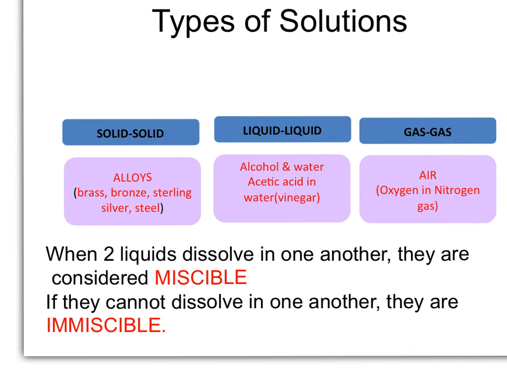We do have two other vocabulary terms at the bottom, miscible and immiscible, that describe the ability of a liquid to dissolve into another liquid. This is specific to that scenario only. When two liquids dissolve into one another, like alcohol and water or acetic acid in water, we consider them miscible. And if they cannot dissolve into one another, they are considered immiscible. An example of this would be oil and water.